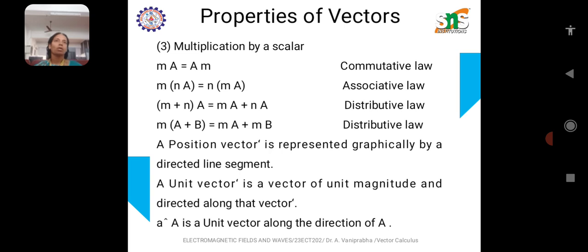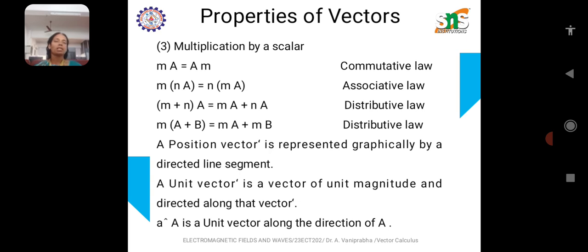And also, if the vector is multiplied by two different scalars, like m of nA is equal to n into mA, even if the portion of the scalar quantity is changed, the product is similar. Distributive law, m plus n into A is equal to mA plus nA. m of A plus B is equal to mA plus mB. So these are the multiplicative properties of vectors.